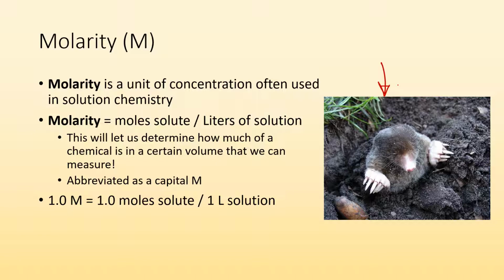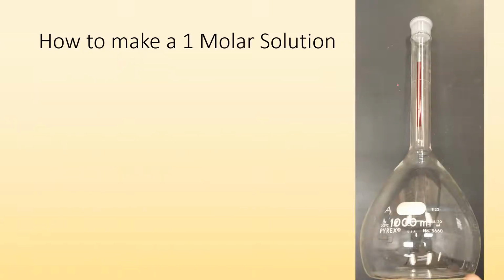So if you see 1.0 capital M, it's saying it's 1 molar, which is 1 mole of solute per liter of solution. If it's 2 molar, it's 2 moles of solute per liter of solution, right? So how do you make a 1 molar solution? How do we do this?